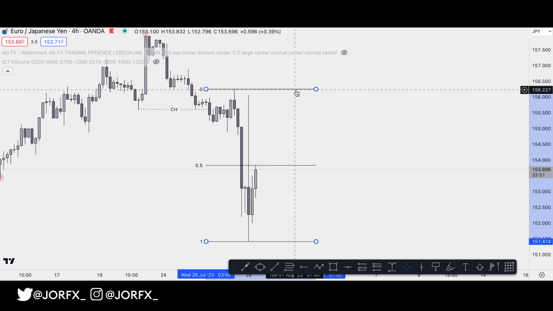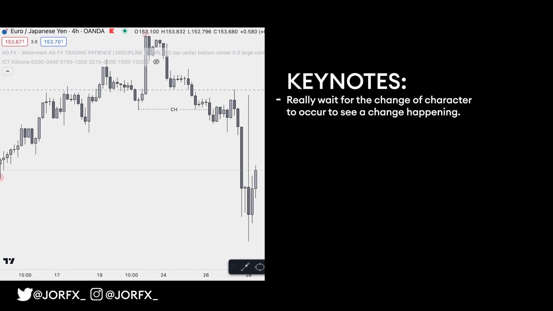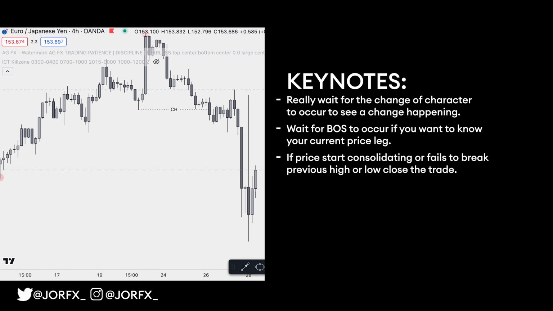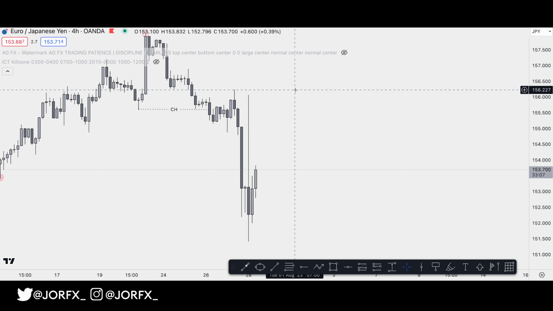Guys, as you can see, this works as a charm, and I'm certain that if you are not using this and you start using this now, it will change your trading immensely. Some key notes to remember are that you really wait for the change of character to occur if you want to see a change happening inside of the market. Wait for a break of structure to occur if you want to know your current price leg. If price starts consolidating or fails to break your previous high, previous low, the one that you were targeting, close the trade. And if you get stopped out or you close the trade, in that case, change biases, because the change of character might have happened already or is just around the corner.